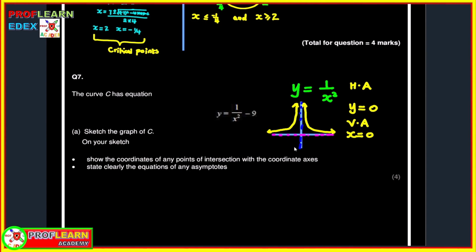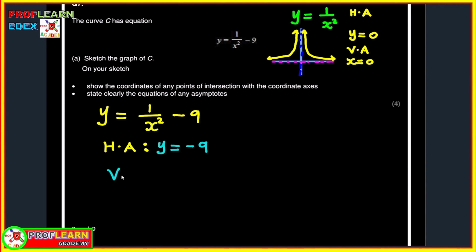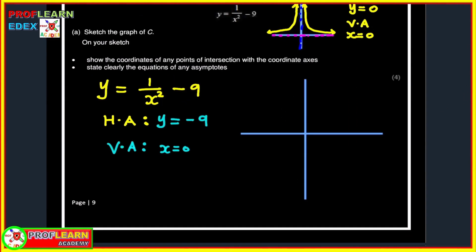Now the equation that we have down here is where the asymptote has been moved 9 units down. The equation that we are given, y equals 1 over x squared minus 9, is where the horizontal asymptote has been moved downwards 9 steps. First we need to highlight that the horizontal asymptote is going to be y equals negative 9, and the vertical asymptote is going to be at x equals 0. So we are going to have x and y axes, and our asymptote is going to be negative 9 down below here.